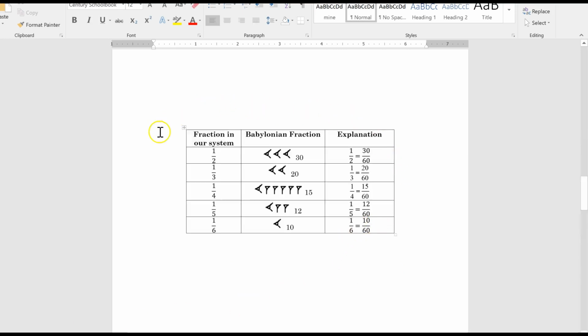This table shows a whole lot of the Babylonian fractions. So it shows the 1/2 as 30 over 60, like we just got. 1/3 would be 20 over 60. You can think about reducing 20 over 60. You could divide the top and bottom by 10. You get 2 over 6. And 2/6 is the same as 1/3. And then these are some of the other Babylonian fractions, like 1/6 is 10 over 60, so they would write a 10 for 1/6.